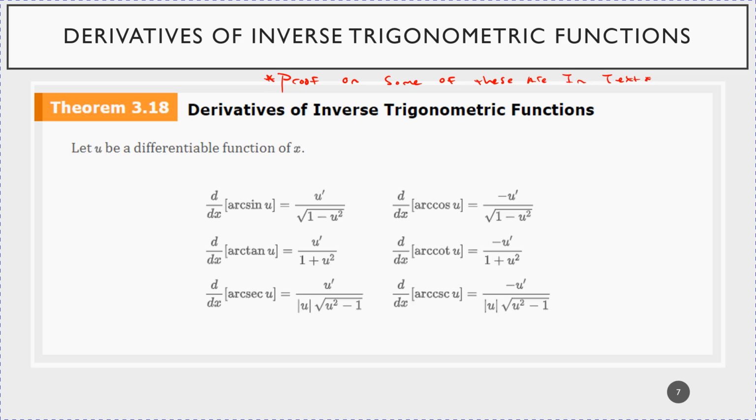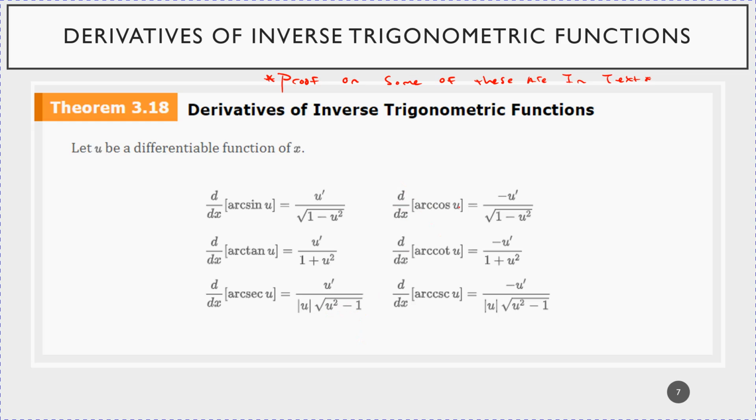So let u be a differentiable function of x. Then we have the following derivatives of the inverse trigonometric functions. Arc sine is sine inverse. The derivative of arc sine of u, where u is a differentiable function of x, you're also seeing the chain rule applied in here. The derivative with respect to x of arc sine of u is u prime over the square root of 1 minus u squared. The derivative of arc tangent of u is u prime over 1 plus u squared. The derivative of arc secant of u is u prime over the absolute value of u times the square root of u squared minus 1.